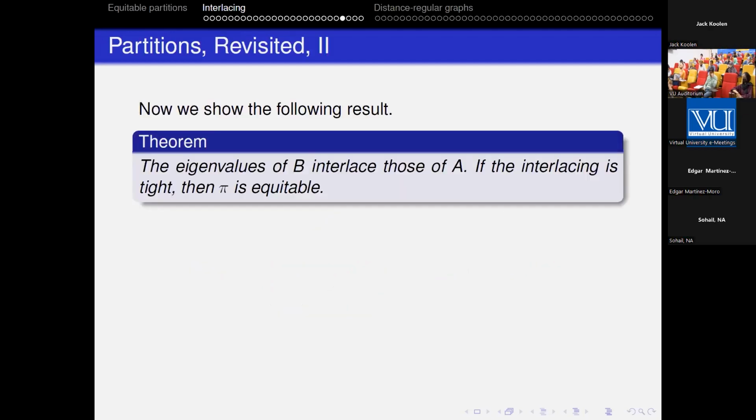Now we show the following result. So the claim is the eigenvalues of B interlace those of A. Yeah, B is not even necessarily symmetric. So how do we even know that B has only real eigenvalues? But we show that B is similar to a symmetric matrix, so therefore it has only real eigenvalues. And if the interlacing is tight, then the partition pi is equitable.